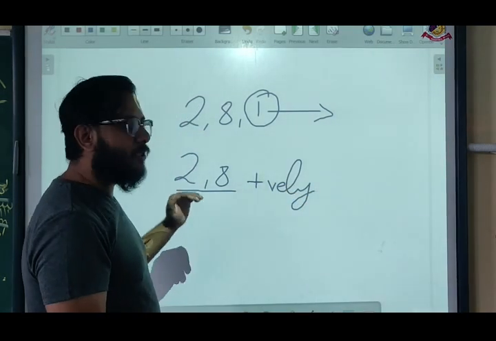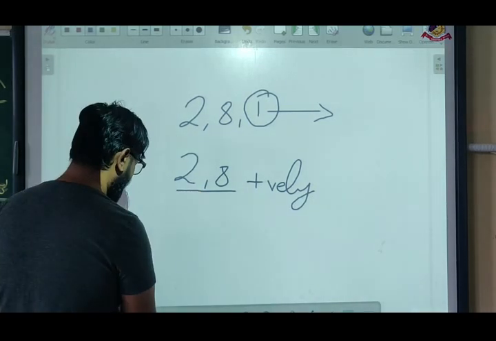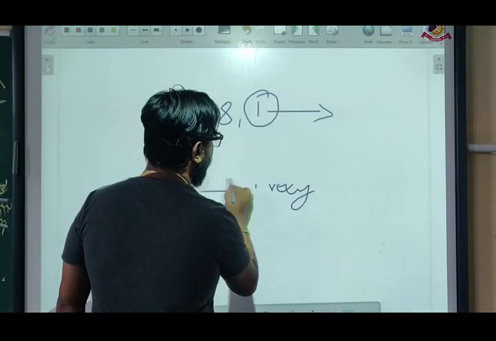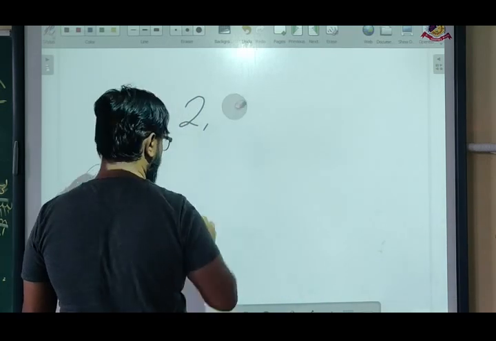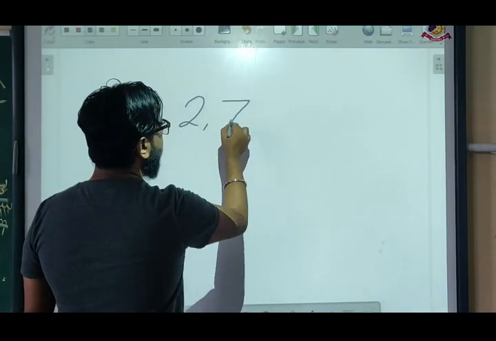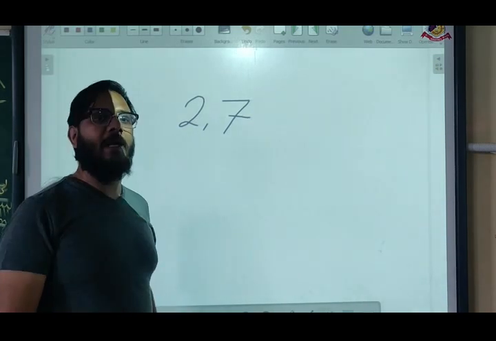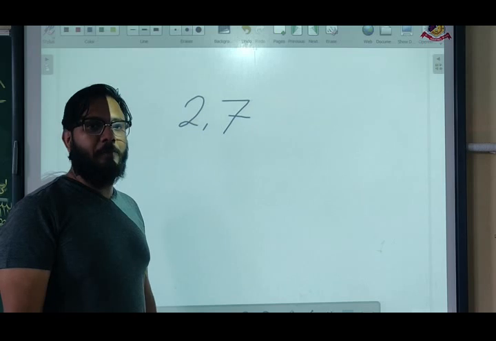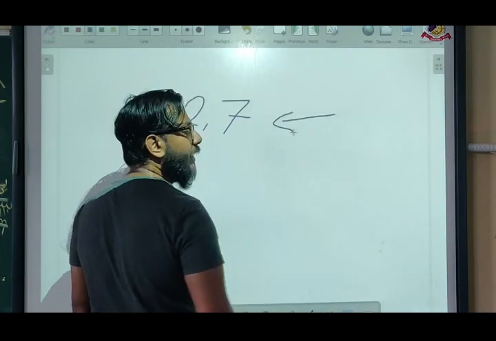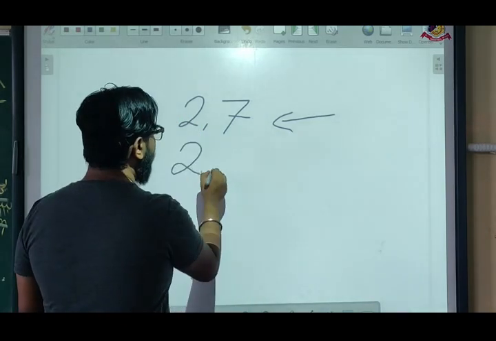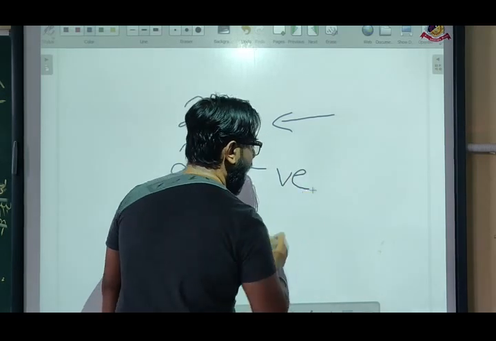Okay, it becomes positively charged. But if its configuration was 2, 7, again one electron stopping it from being stable. So what it does, it takes an electron. It takes one electron, it becomes 2, 8 and it becomes negatively charged.